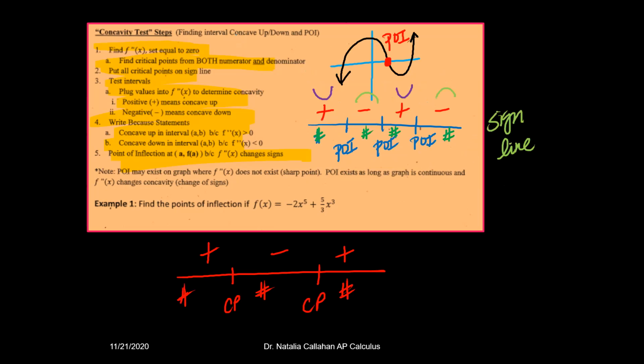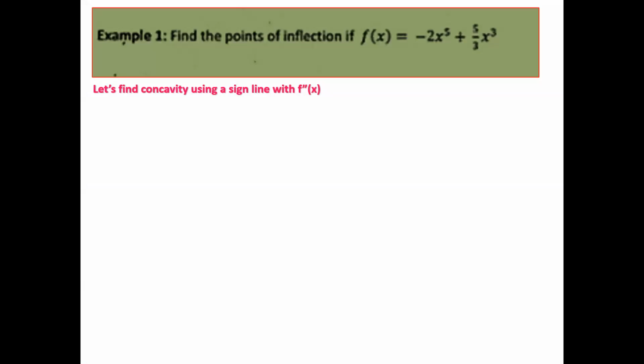All right, so with that said, let's go ahead and maybe jump in and do an example. So looking at the first example right here, it is a fairly simple function. So let's find the concavity with a sign line with f double prime of x. So the first thing I do is I find f prime of x. So you just need to use the power rule.